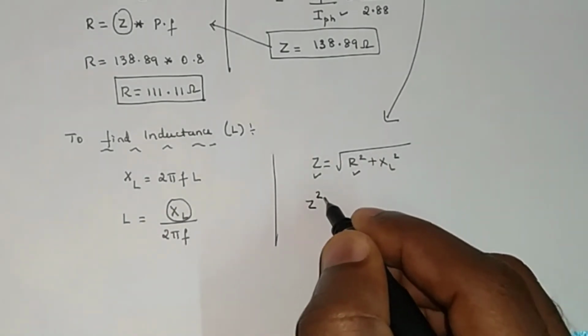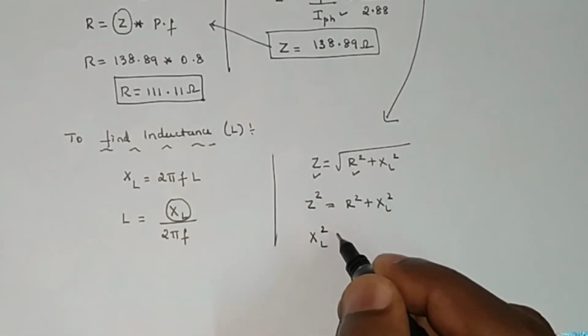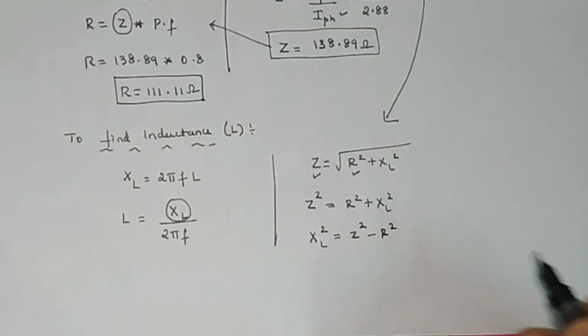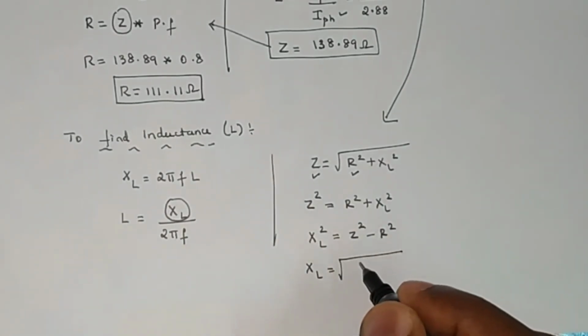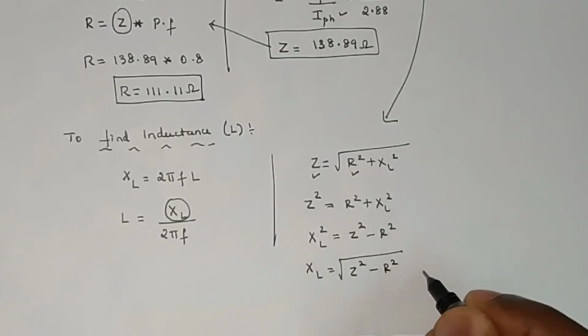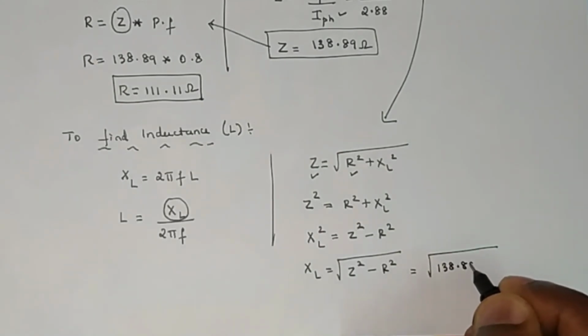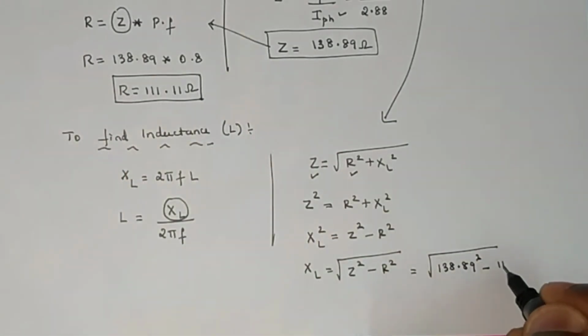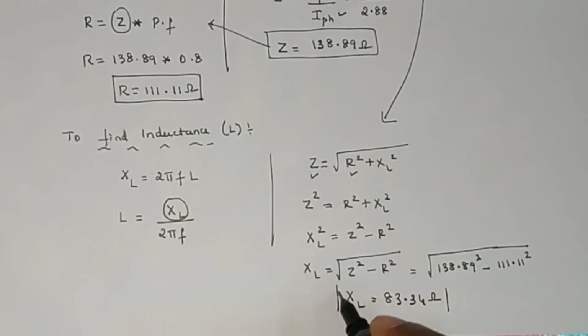So I'll square on both sides, I'll get Z square is equal to R square plus XL square. So I'll rearrange this, I'll get XL square is equal to Z square minus R square. So XL is equal to square root of Z square minus R square, which is equal to root of 138.89 square, the impedance, minus 111.11 square, the resistance. After simplification I will get the answer as 83.34 ohm. So this is the answer for inductive reactance.